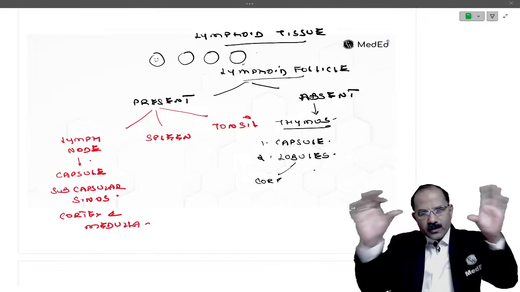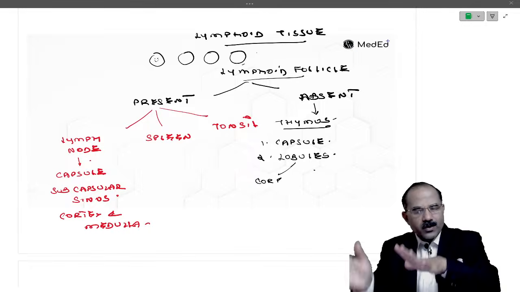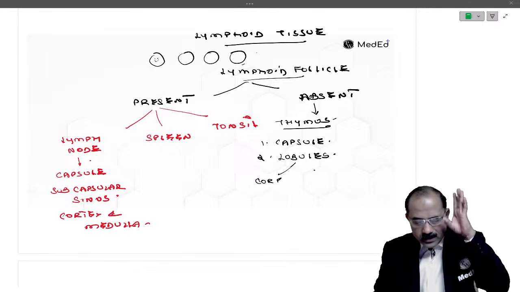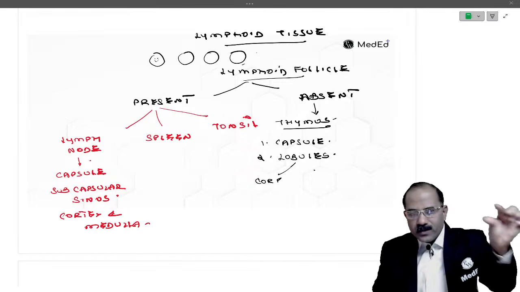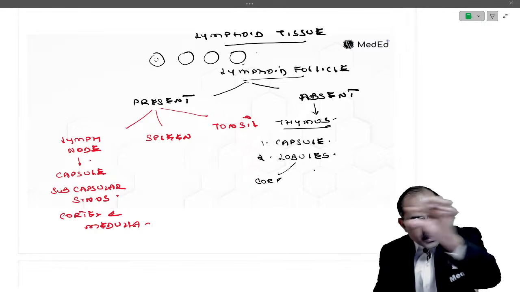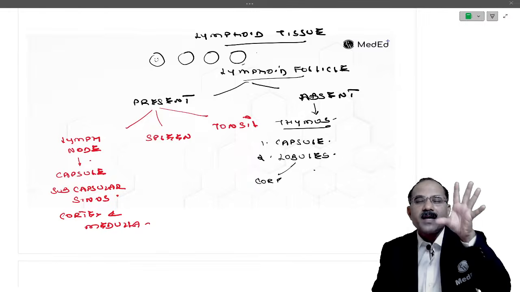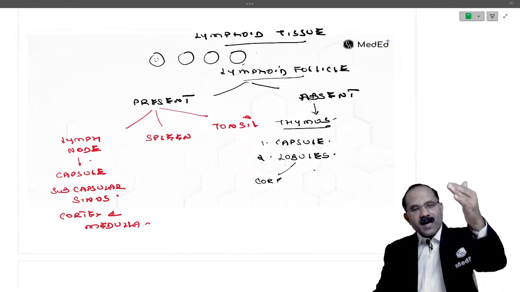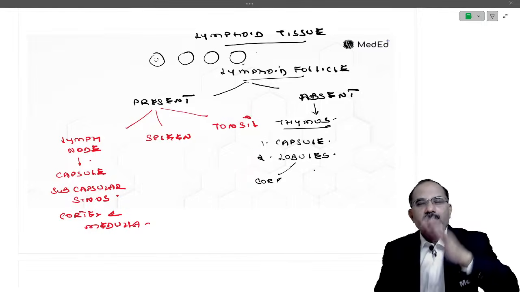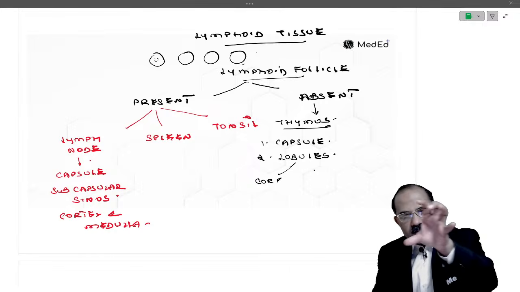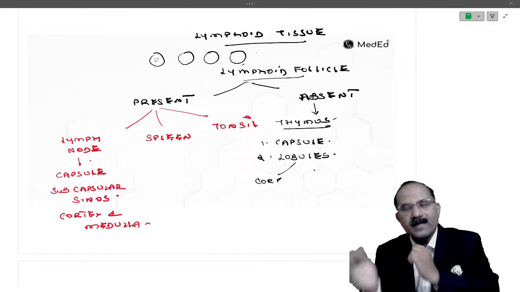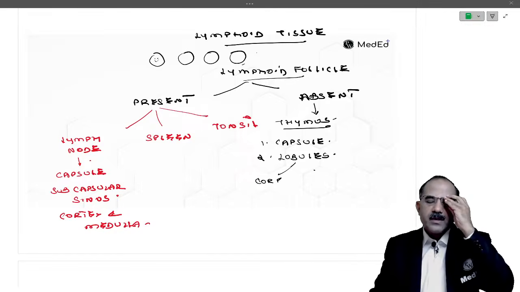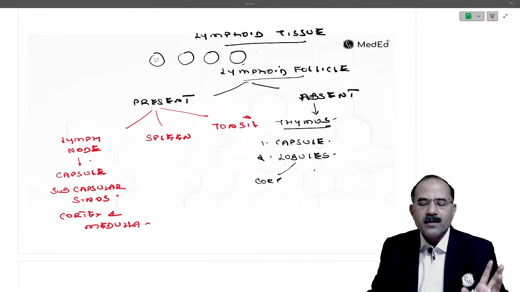So lymphoid follicles are present. It could be lymph node, spleen or tonsils. How do you identify lymph node? Suppose I have to focus a lymph node for the students to identify, I'll first focus the capsule. Capsule के नीचे एक space होता है. What is that space? Known as subcapsular sinus. Below that we get cortex and medulla. The cortex contains lymphoid follicles. The medulla contains medullary cords and medullary sinuses. Okay.